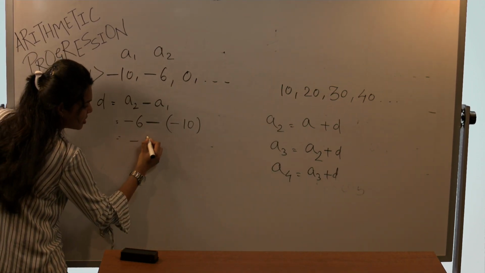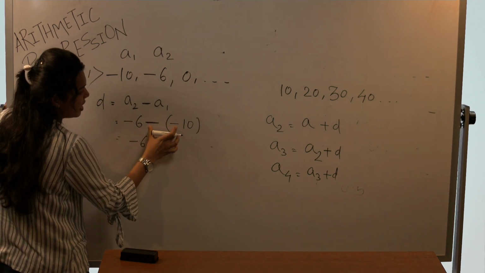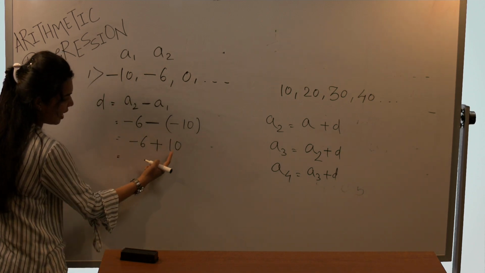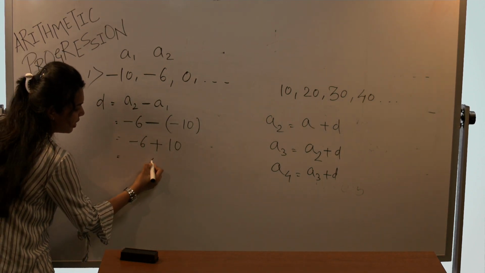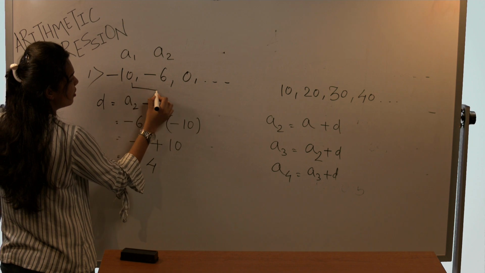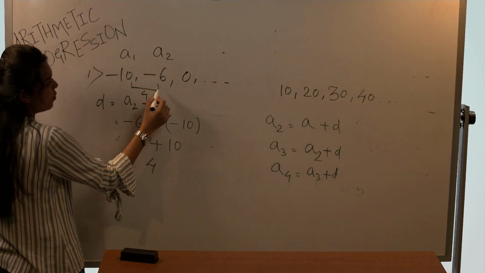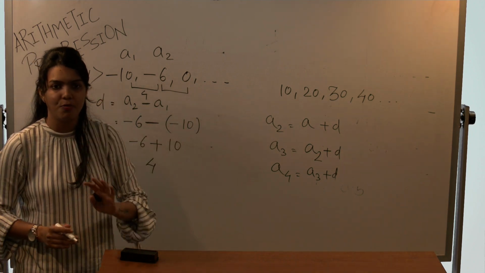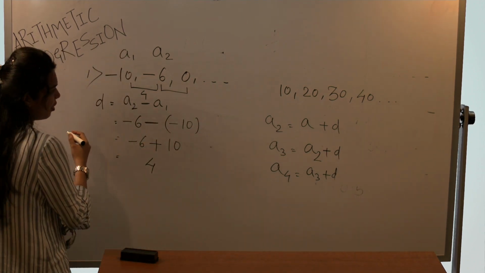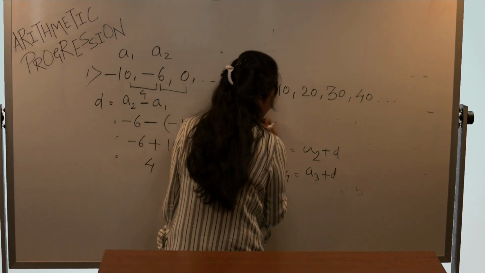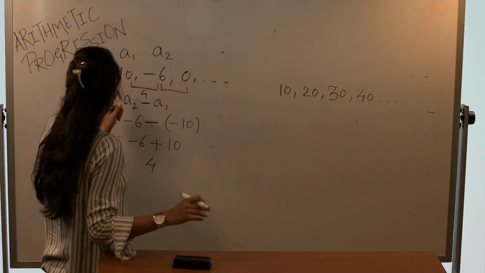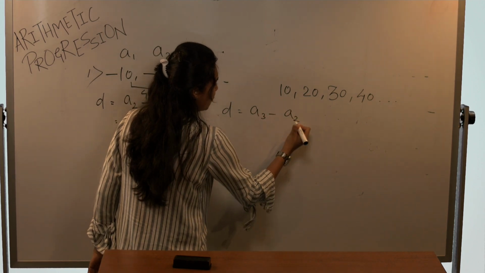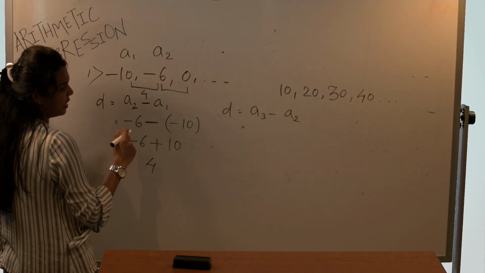So this minus 6 will remain as it is. Minus 10: minus will get plus, and this is 10. So plus 10 minus 6 will give you 4. So the difference between these two is 4. Now you can clearly see the difference between minus 6 and 0 is not 4. Or let us calculate for your understanding. D is equal to A3 minus A2, next term minus preceding term.